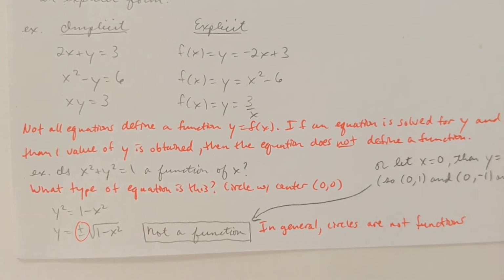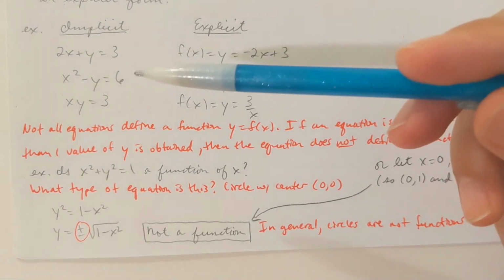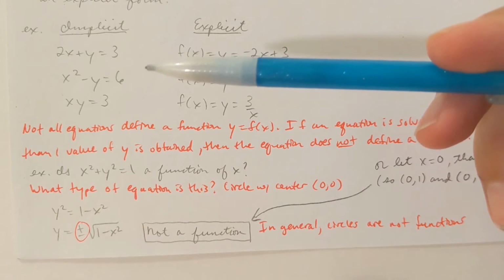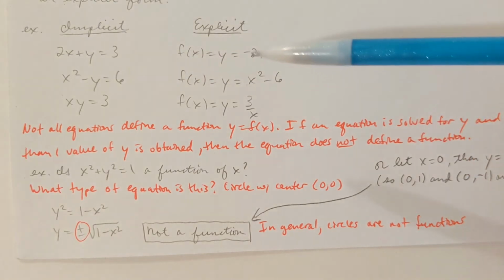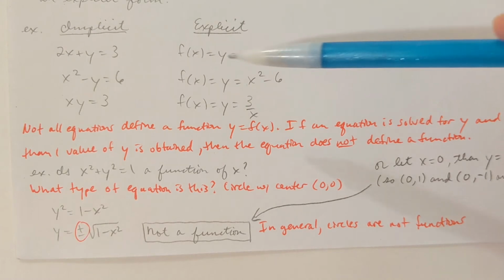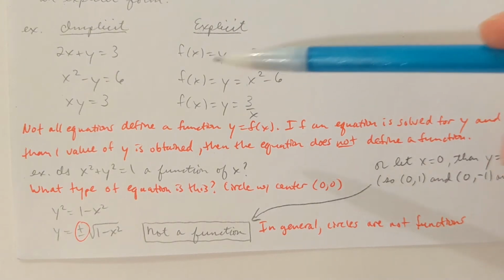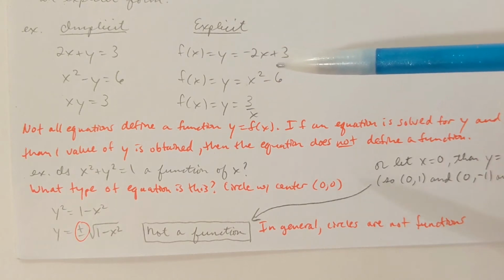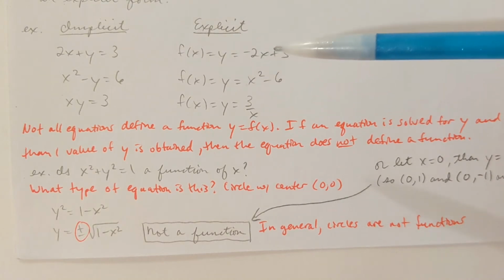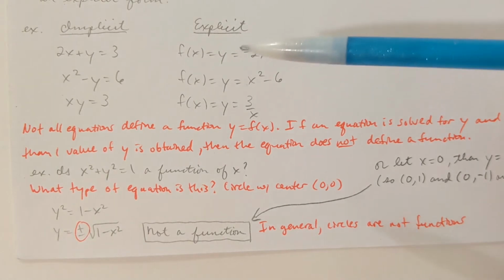The first one, 2x plus y equals 3, is in implicit form. The reason is that the equation has not been solved for y, but now it has been, by subtracting 2x from both sides. And when you solve for y, y and f of x mean the same thing. So I could use function notation if I wanted to. I'd call this f of x or g of x or whatever.